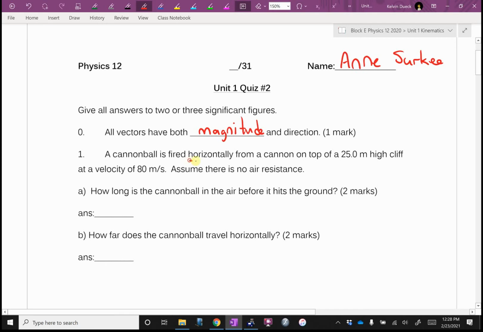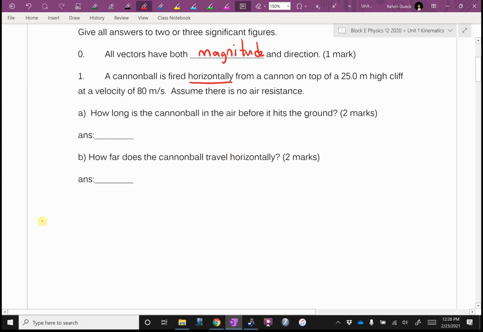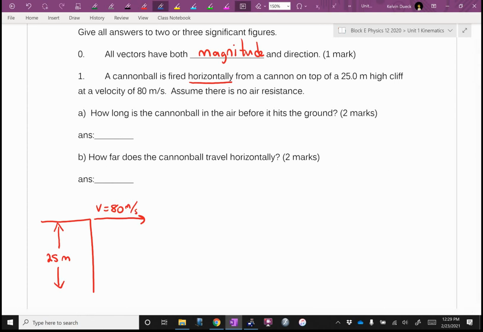Cannonball is fired horizontally. So I got room here. I said, okay, here's my cliff. Horizontally, it looks like the cliff is 25 meters high. As a displacement, that's going to be negative 25. It's got a velocity of 80 meters per second. They want me to find time, and they want me to find dx, t-table.